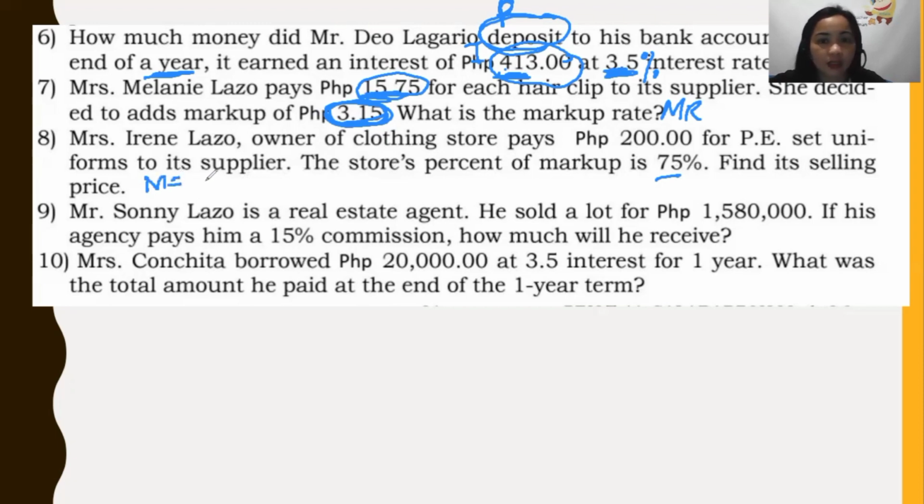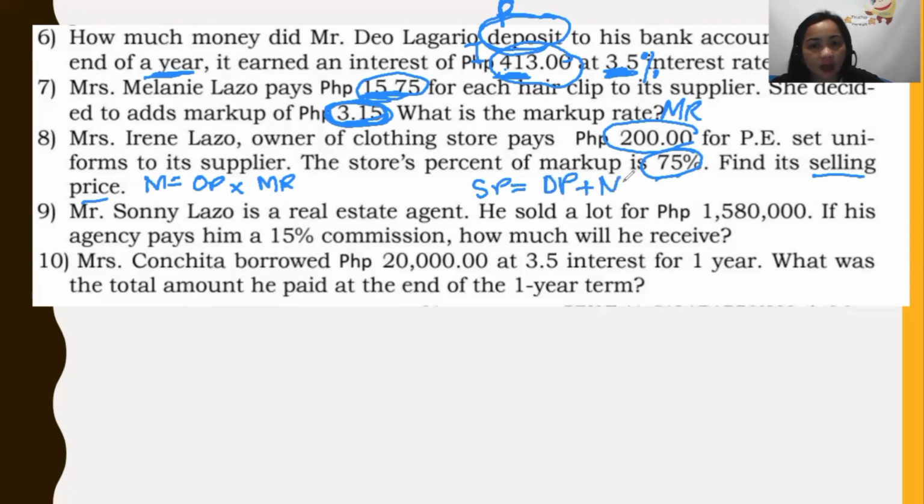And that is original price times rate of markup or markup rate. So, i-multiply mo muna itong dalawa. And then, yung sagot, para makuha mo yung selling price, diba? Selling price is original price plus markup.